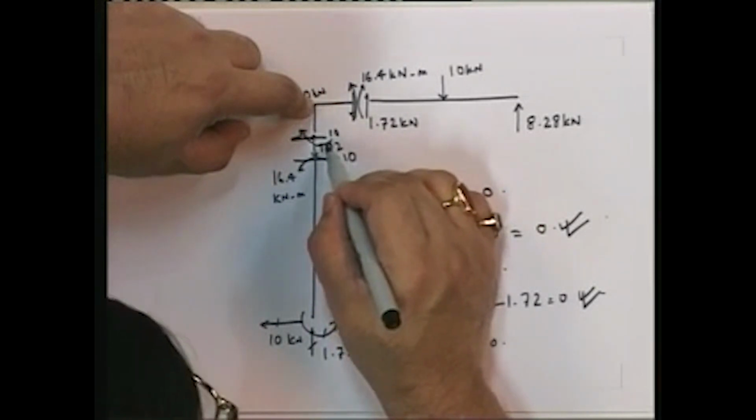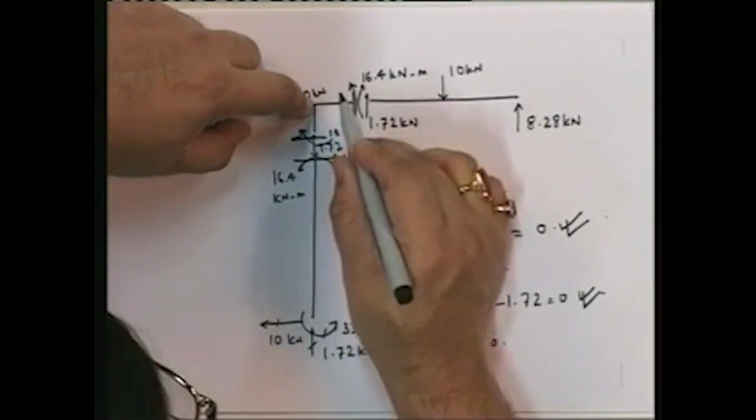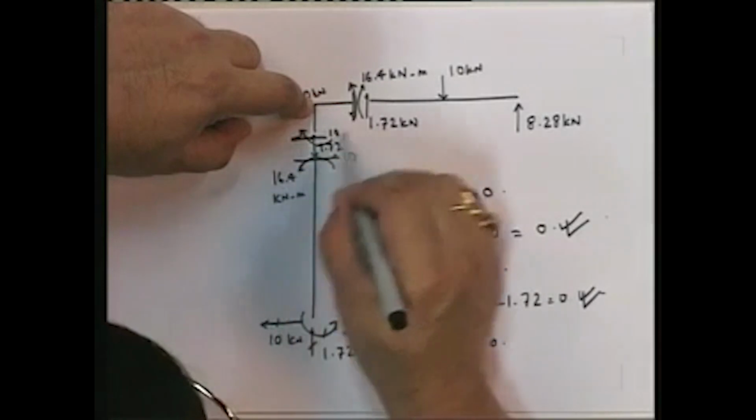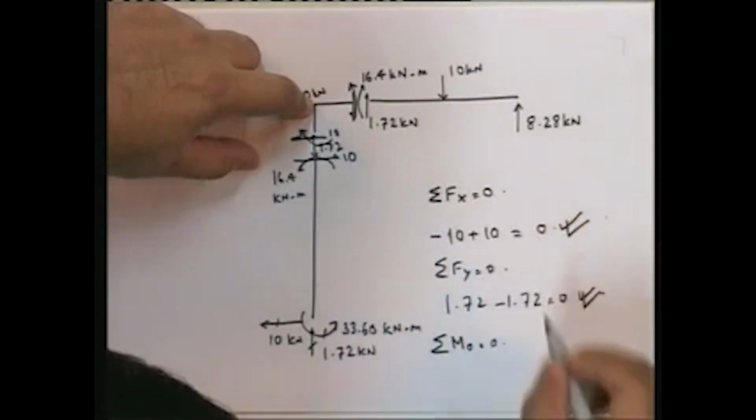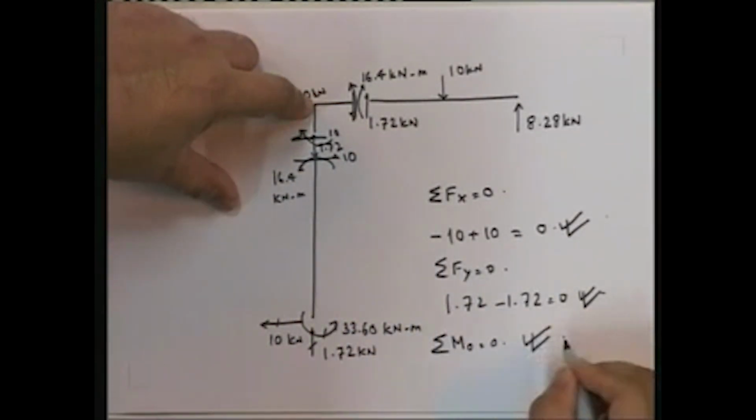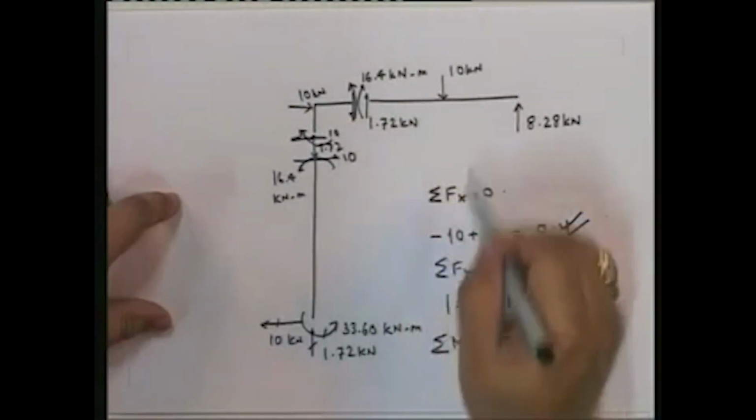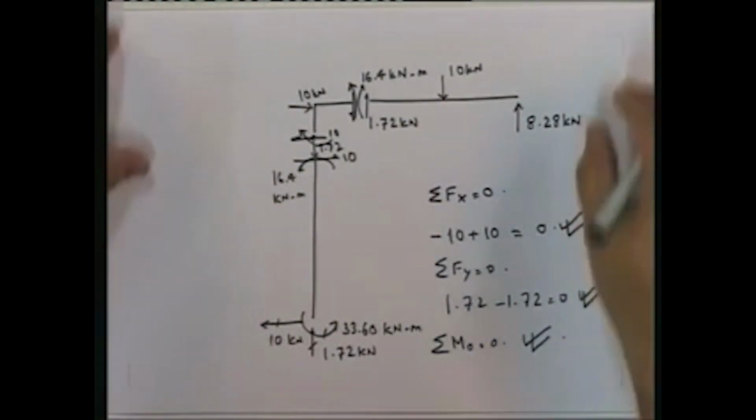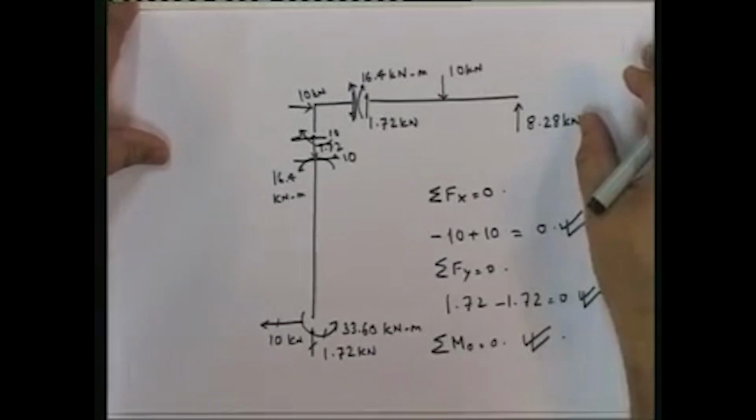So what's the moment? I have a clockwise moment here, an anti-clockwise moment. The clockwise moment is 16.4. The anti-clockwise moment is 16.4. So check. So that means all that I have done is correct. And so now, once I have this particular loading done, the next thing that I'm going to be doing is I'm going to be actually putting together the bending moment diagram.